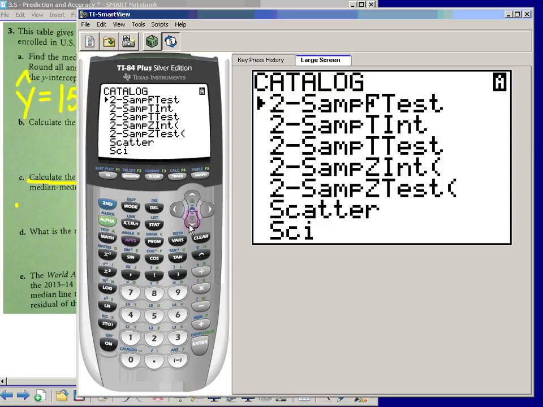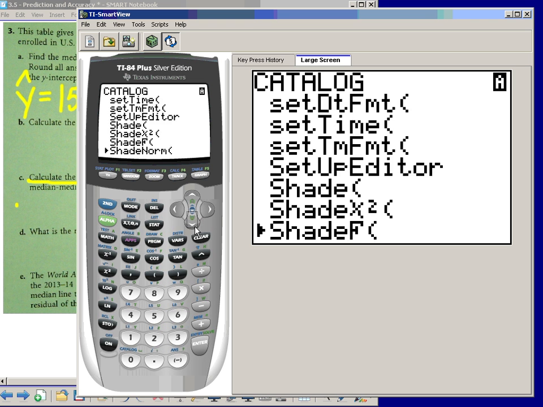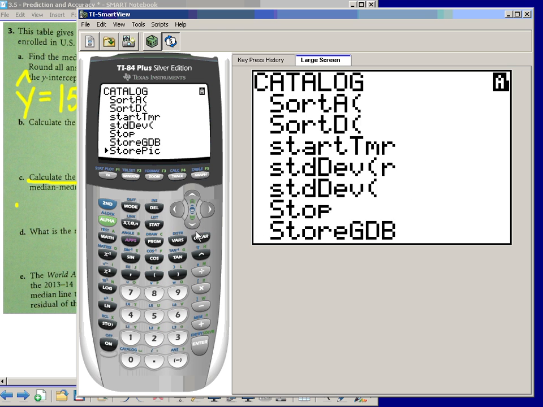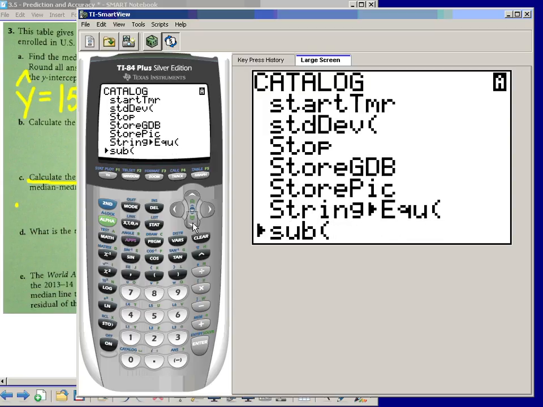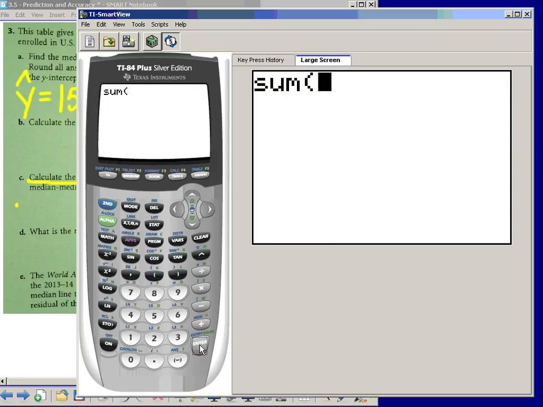We want to scroll down to sum. Pretty far down there. You can get there faster by going to T's and scrolling up. There we go. Sum, S-U-M. Once you find sum, press enter. It's now waiting. What do you want it to take the sum of? We want it to find the sum of list 5.